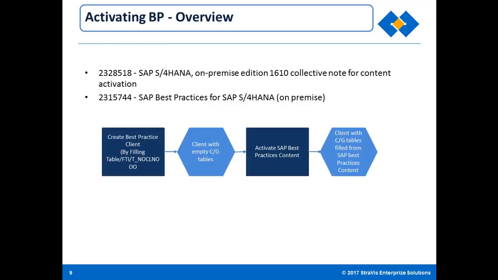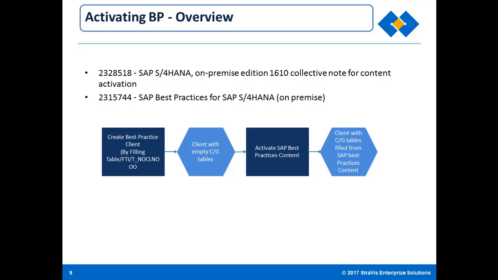Moving ahead, next, activating best practices. For activating best practices, I would recommend you to use the administration guide, which is available on support.sap.com for your best practice 1610. You would have it for all the support packs, starting with your initial shipment pack. You can go till FPS1, FPS2. You have different admin guides, which would guide you through the stepwise configuration. While you're activating best practice on 1610, I would request you go through these two notes, which are used for the content activation and which are for your SAP best practice on-premise edition.